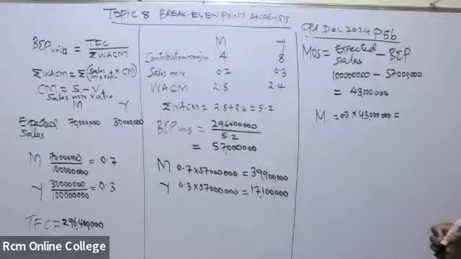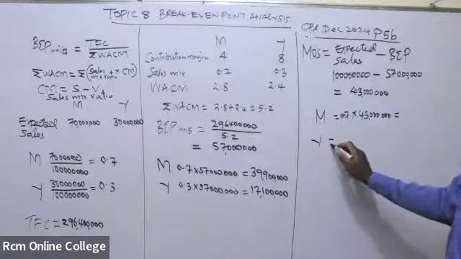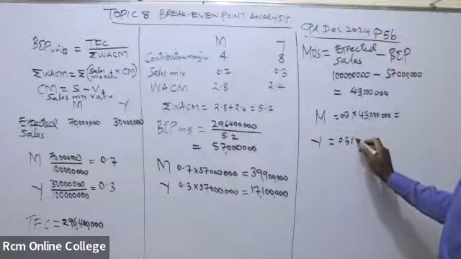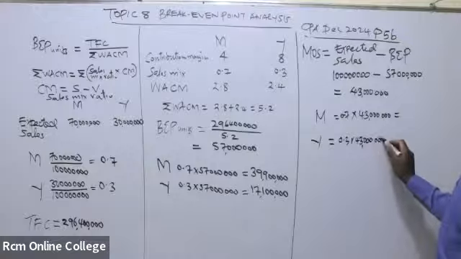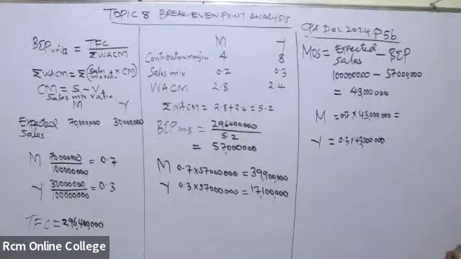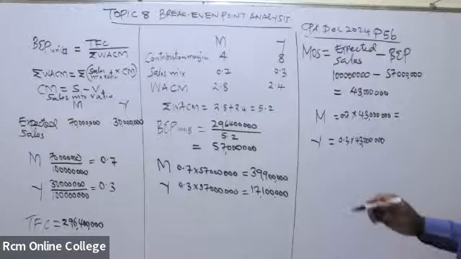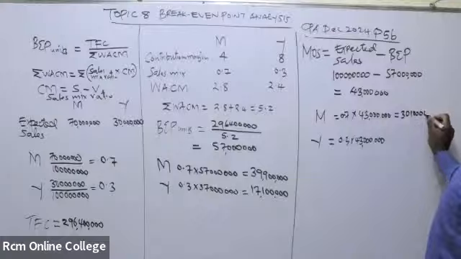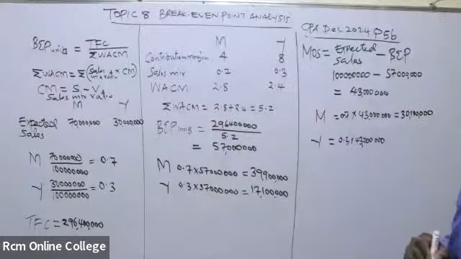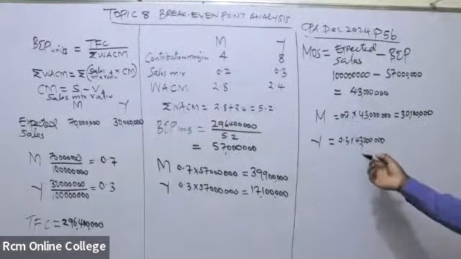0.7 by 43 million. Then for product Y, we are talking about 0.3 by 43 million. So let's start with M. 0.7 by 43 million is 30 million, 100,000.